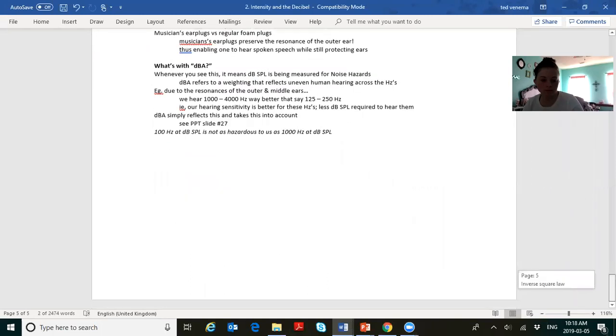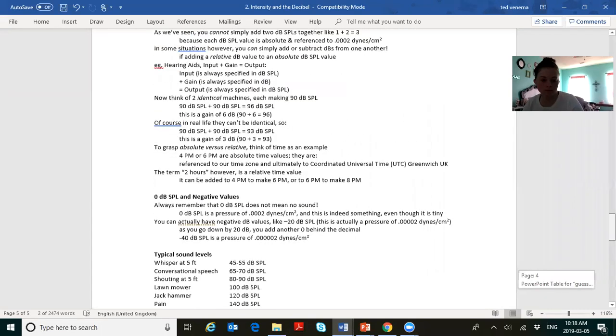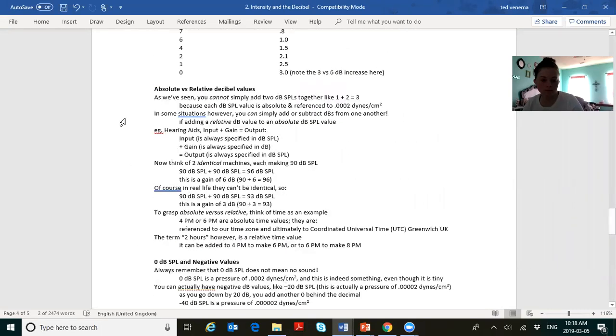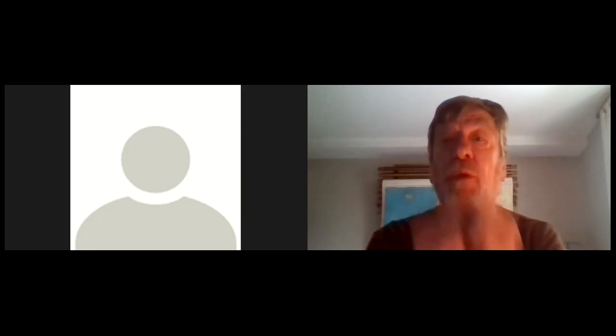Oh, yes, let's see if we just got a little bit of stuff here. I want to make sure. Oh, yeah, absolute versus relative values. Make sure you have a handle on that. Because there are some times when you can add dBs together, like 1 plus 2 is 3. Think about the machines again. 2 different machines. And I'll stop sharing for a second. 2 different machines. 90 dB SPL, 90 dB SPL, put side by side, 93. What was the increase? 3.